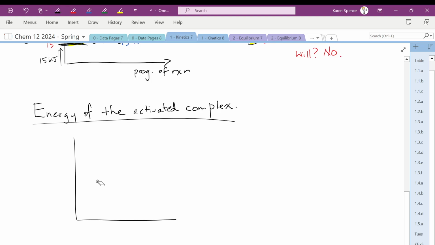I'm going to make this endothermic again. Just makes my life easier. Again, let's say that's 45. Let's say that's 15. Let's just say that this is at, what does that look like? 30? Sure. No, 33. Sure. There we go.